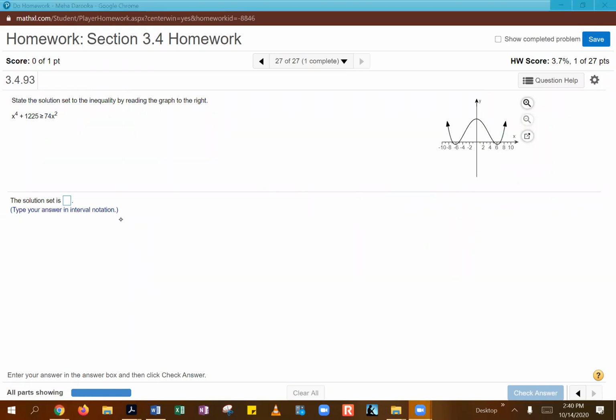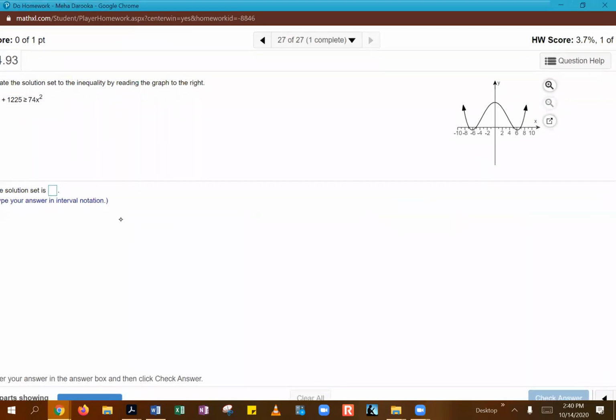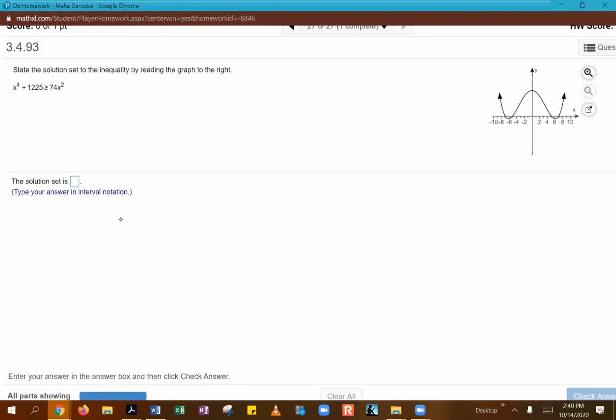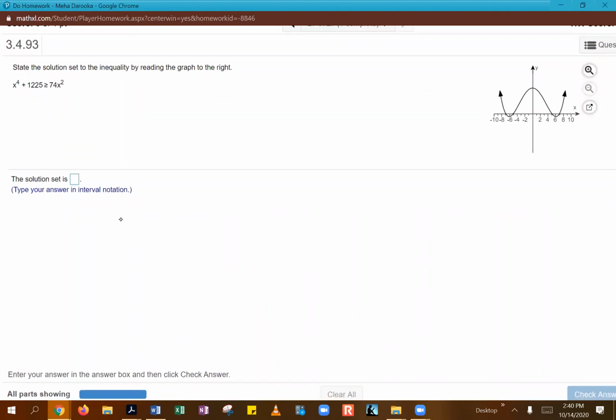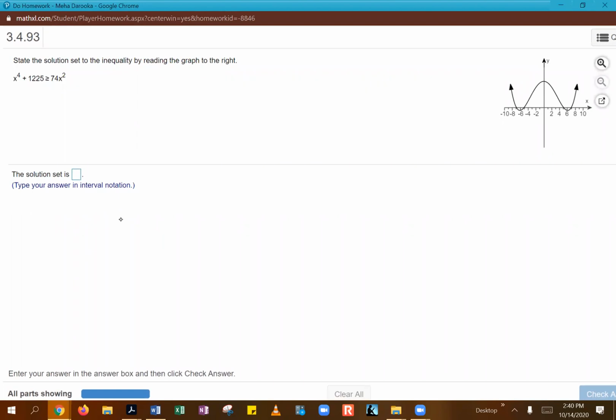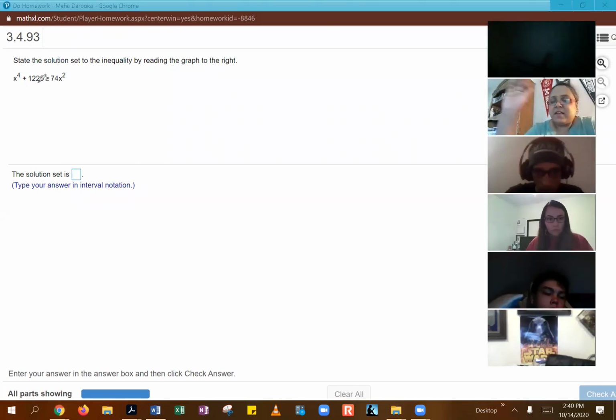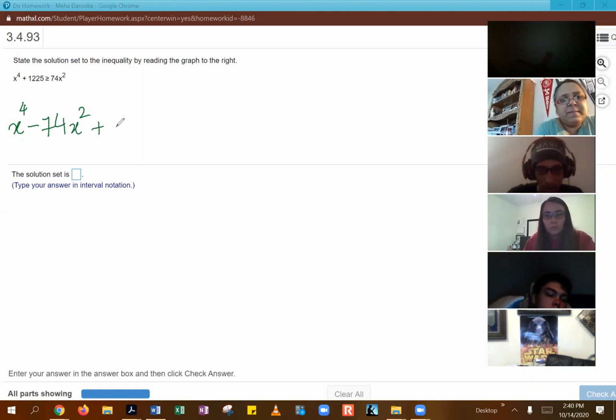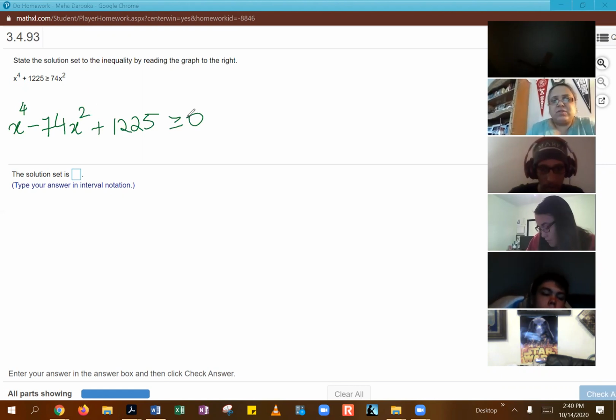That's fine, Oliver. So same kind of thing happening here with this example. I'm trying to keep my graph with my equation over here. As you can see, our equation is x to the 4th plus 1,225, and then on the other side you have 74x squared. So the first thing that makes sense is to put this in standard form, bringing everything over to the left-hand side, and then you have greater than or equal to 0. You're basically just moving that 74x squared to the left-hand side.